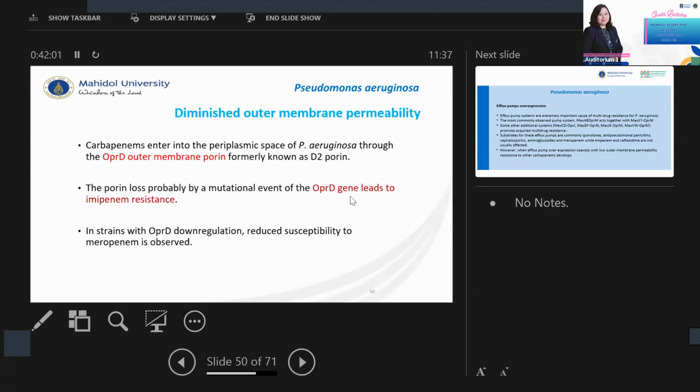And the outer membrane change is a mutation, mostly caused by OprD outer membrane mutation. OprD is the outer membrane channel that is used to take in imipenem. So you can imagine we cannot use imipenem for this kind of resistance.